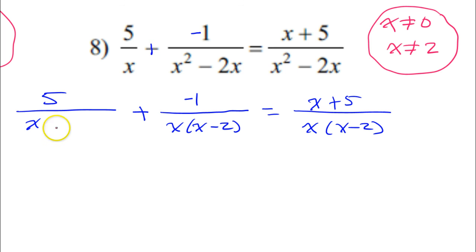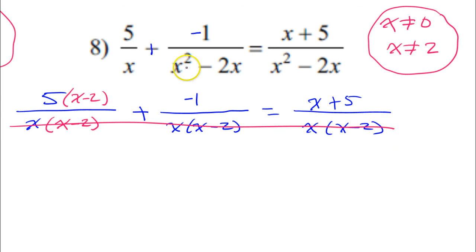To solve this, let's get all the denominators the same and cancel them out. Notice all the denominators have an x, but this denominator is missing the x minus 2 that the rest of them have. I can just write it in as long as I put x minus 2 in the numerator as well. Now the denominators are the same. I can cancel them out and make a new equation from the numerators.